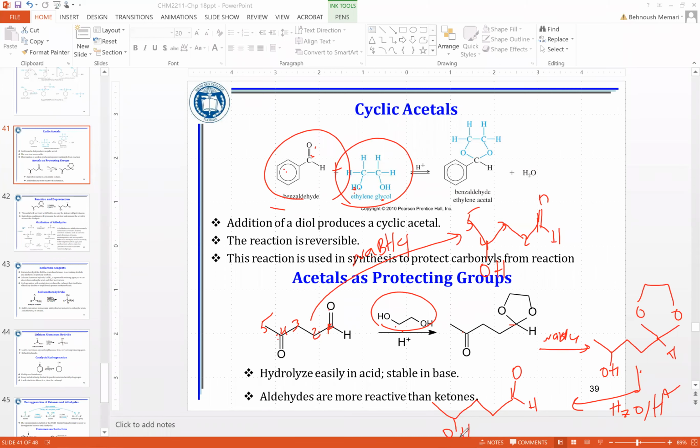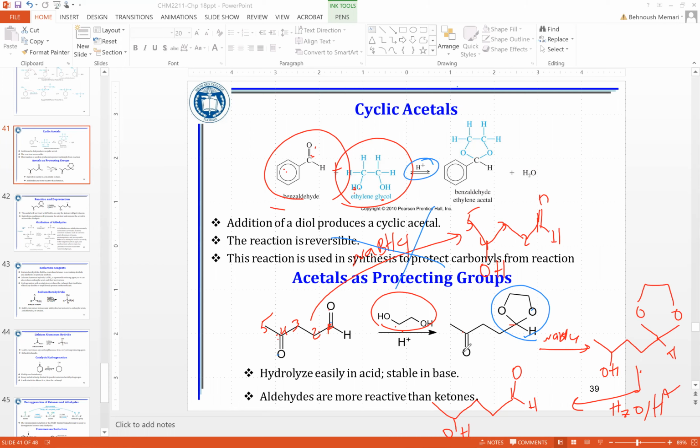So you cannot directly do this. You cannot directly reduce the ketone and keep the aldehyde. This is not going to happen. Instead, first you're going to change the aldehyde to a cyclic acetal. Basically, you're going to use the cyclic acetal as a protecting group. It's going to protect the aldehyde functional group, because this is temporary. We saw that this is a reversible reaction, so it can go back with hydrolysis.